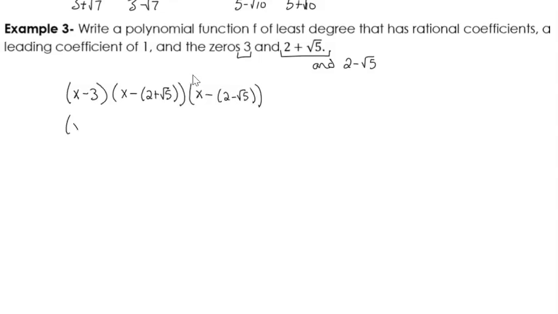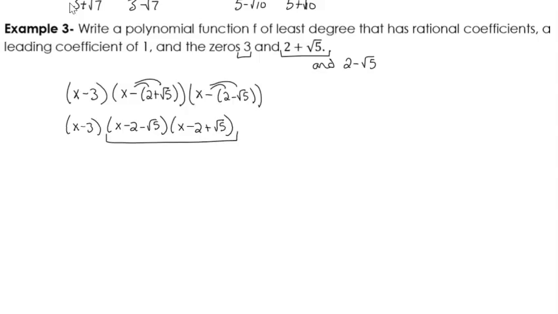Now before we get going, let's go ahead and just distribute this negative. So we have x minus 2 minus square root of 5. And distribute this negative, so we have x minus 2 plus square root 5. Now, to find our answer, we need to multiply these all out. Technically, you can multiply in any order, but to make it much easier on yourself, you should go ahead and multiply the two irrational conjugates together first.